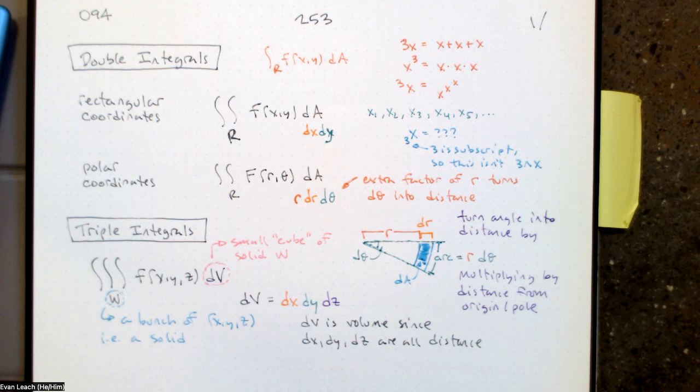But these coordinates are rectangular coordinates. Using three distances, we just set up three rectangular coordinates. Not really convenient for describing round things. We did that one problem with the volume under the paraboloid and above the semicircle. And rectangular coordinates were inconvenient because we were using square coordinates to describe a round thing. This is not convenient.